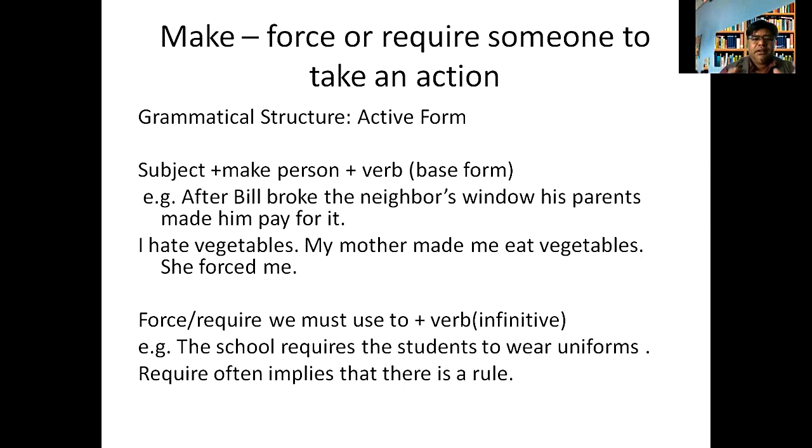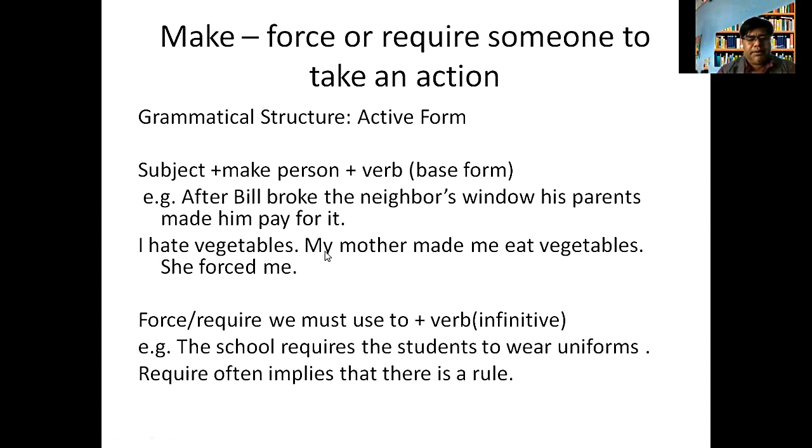It means that Bill broke the window. His parents made him. Bill paid, but his parents made him. He paid because his parents forced him to pay for the bill.